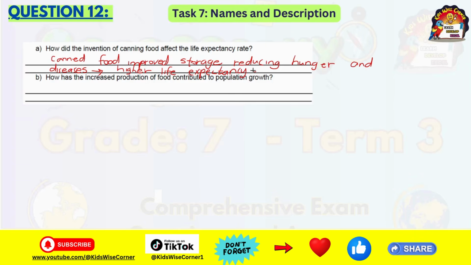B. How has the increased production of food contributed to population growth? More food means people live longer and the population grows. So, more food means people live longer. And the population grows.